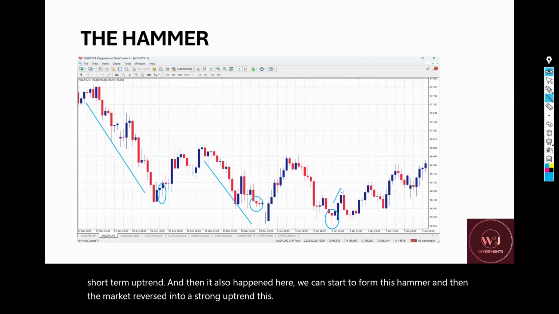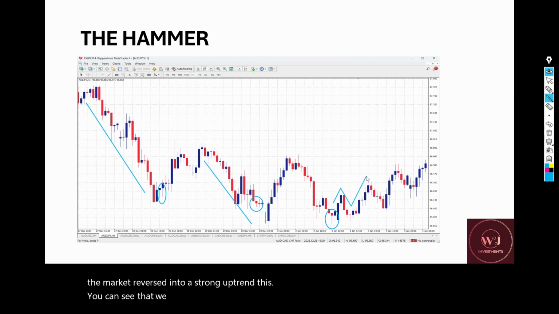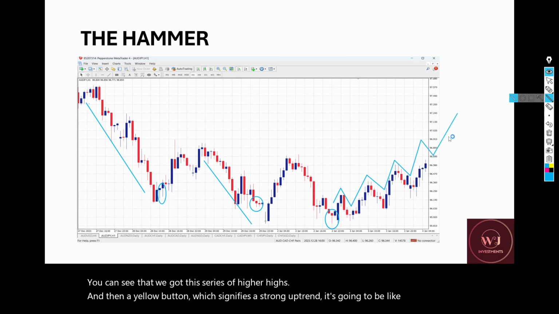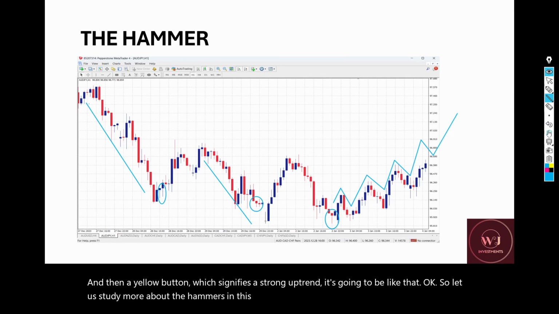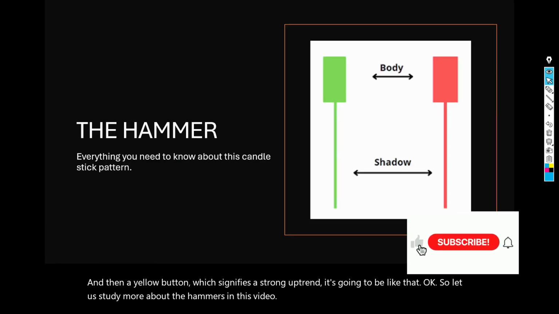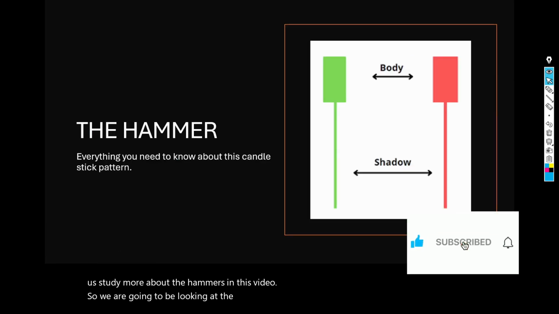You can see that we got this series of higher highs and higher lows, which signifies a strong uptrend. It's going to be like that. Okay, so let us study more about hammers in this video. So we are going to be looking at the hammer, and this video explains everything you need to know about hammers.